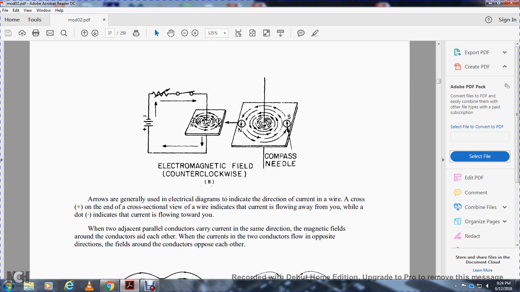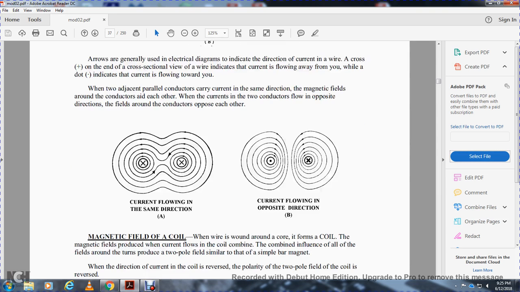Arrows in electrical diagrams generally indicate the direction of the current. In the cross-sectional view of a wire, the cross indicates the current flowing away from you, while the dot indicates the current flowing towards you. When two adjacent parallel conductors carry current in the same direction, the magnetic fields around the conductors attract each other. When the currents are in opposite directions, the fields oppose each other. Current flowing in the same direction attracts, and current flowing in the opposite direction repels.